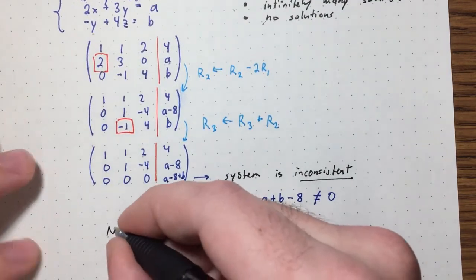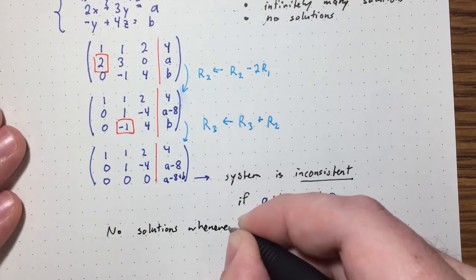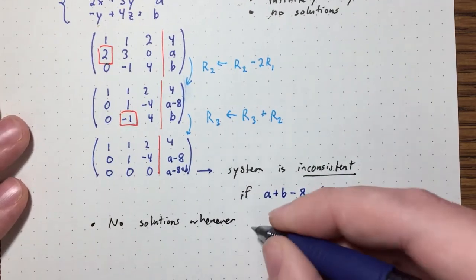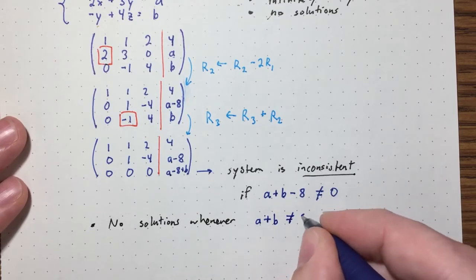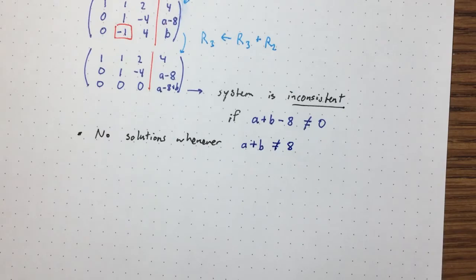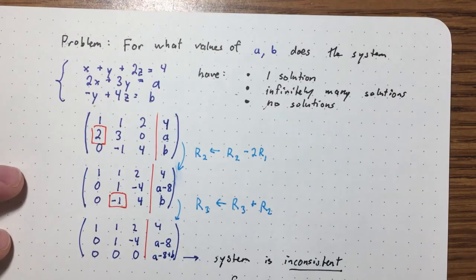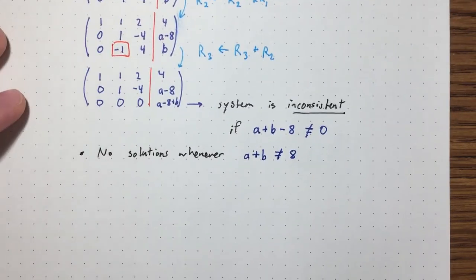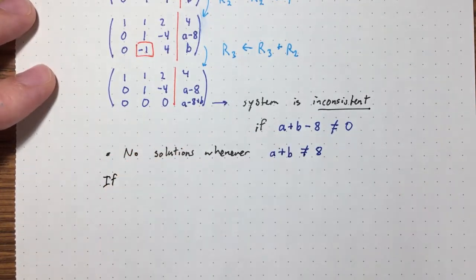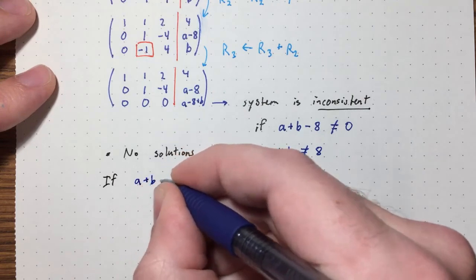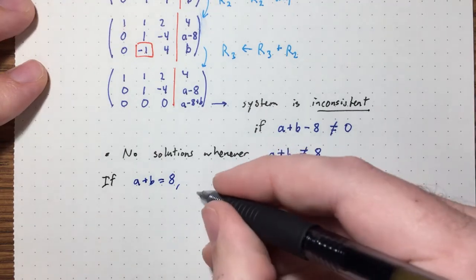So there are no solutions whenever A plus B is not equal to 8. Exactly. So yeah, if A plus B is anything other than 8, this system is unsolvable. Okay, so what if A plus B equals 8? So if A plus B equals 8, then this thing equals 0.